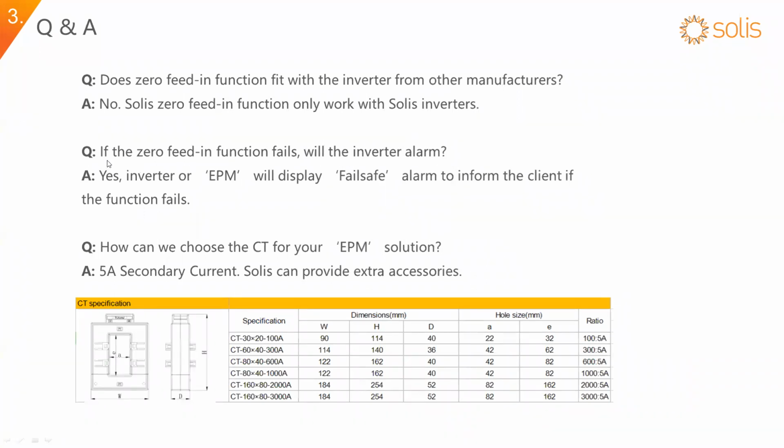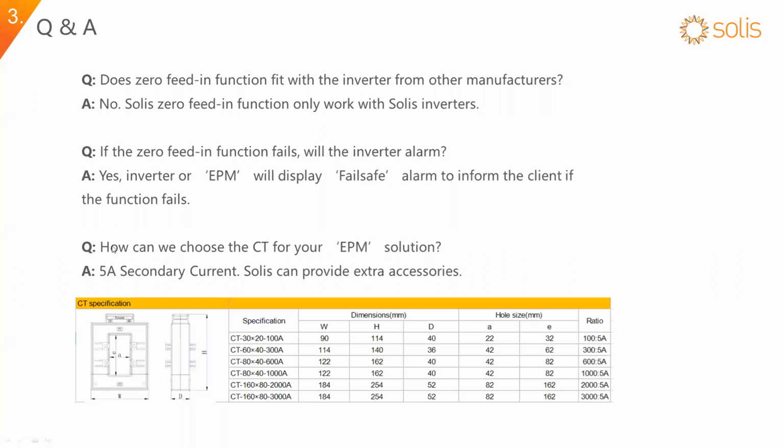And another question is, if the zero export function fails, will the inverter alarm? Well, yes. If you turn on this fail-safe function inside the EPM or inside the inverter, then as we talked about earlier, if the communication cables or CT cables are lost, the inverter will give an alarm and stop generating.